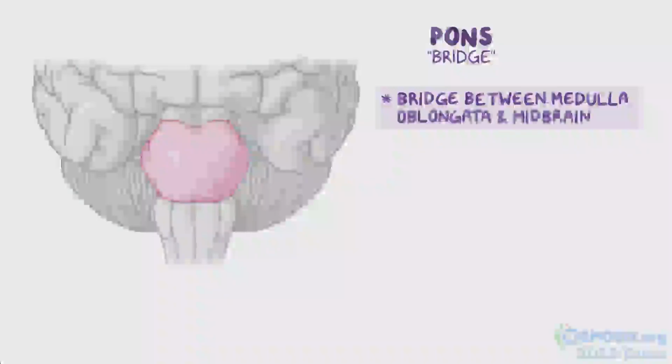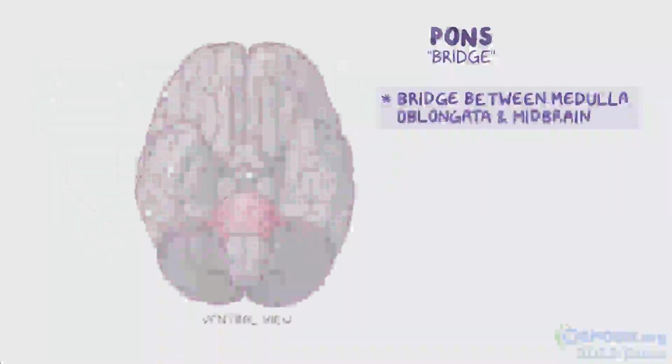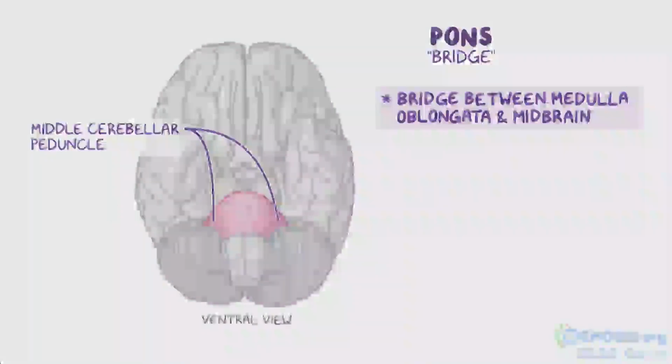Let's continue with the next part of the brainstem, which is the pons. Pons means bridge in Latin, so the pons is like a bridge between the medulla oblongata and the midbrain, ventral to the cerebellum. On its ventral aspect, there are two middle cerebellar peduncles on each side that are connected by a curved surface that looks like a bridge. In the middle of it is a shallow depression called the basilar groove, which holds the basilar artery.